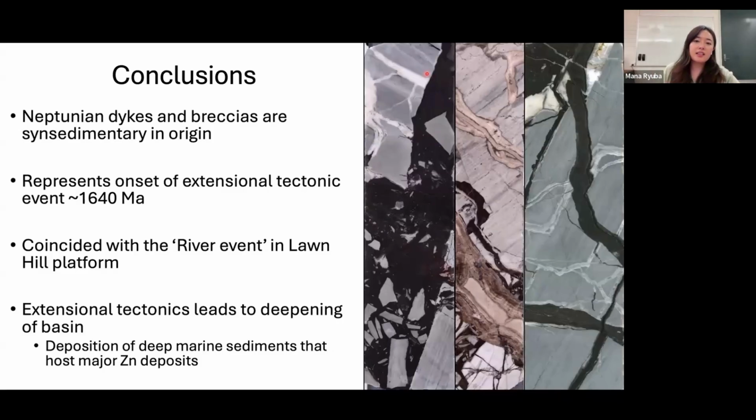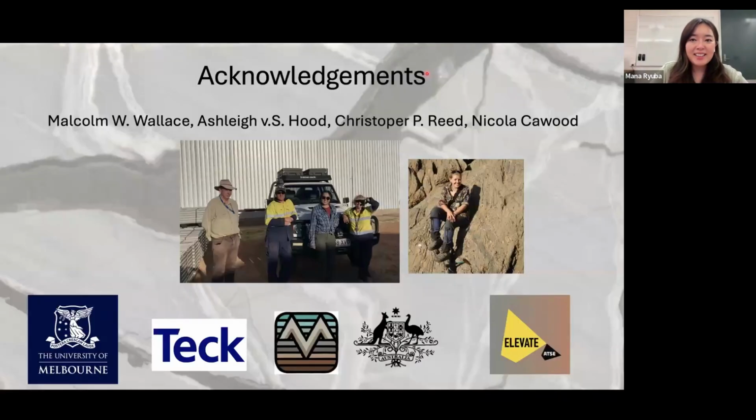And I think this study demonstrates the value of looking at rocks that are beyond the immediate ore deposit itself. If we look at the peripheral geological context, maybe we can get a wider understanding of what's happening for these important mineral deposits.